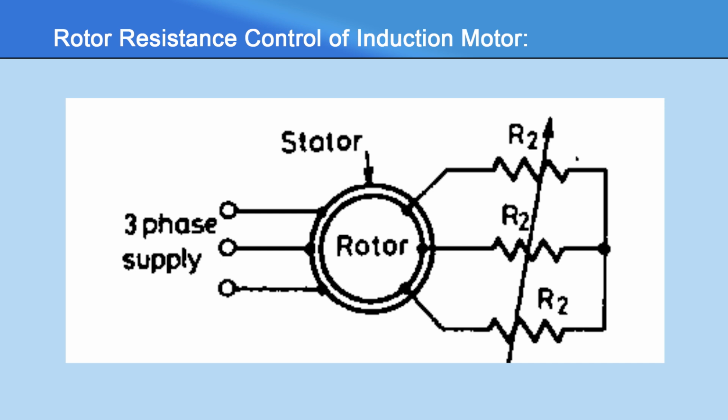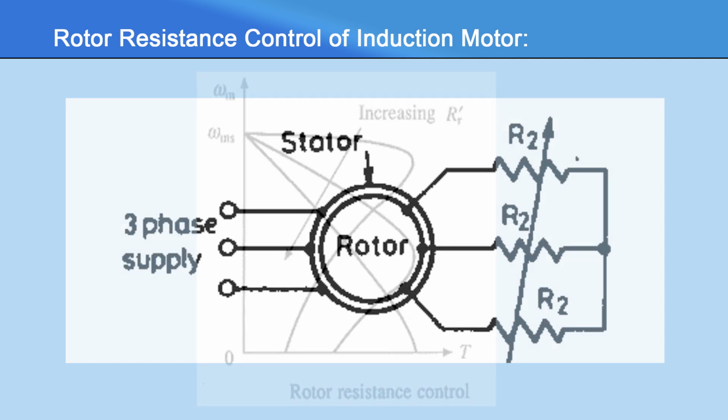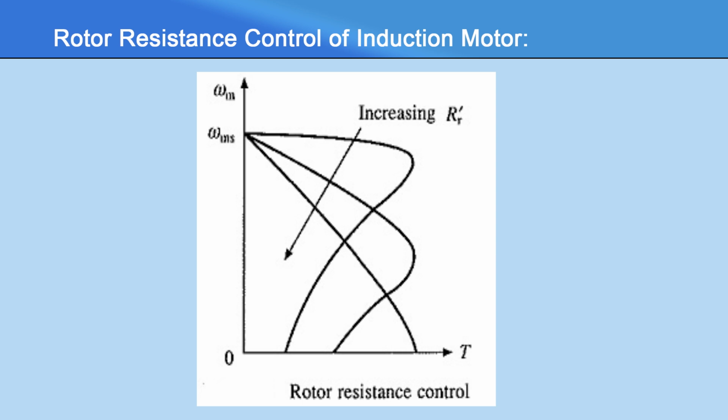Speed control by means of slip variation can be achieved by employing a variable resistance in the rotor circuit. In a slip ring induction motor, a three-phase variable resistance R2 can be inserted in the rotor circuit as shown in the figure. The rotor torque curves of the rotor resistance control of induction motor are given in the figure. By varying the rotor circuit resistance R2, the motor torque can be controlled as shown in the figure.